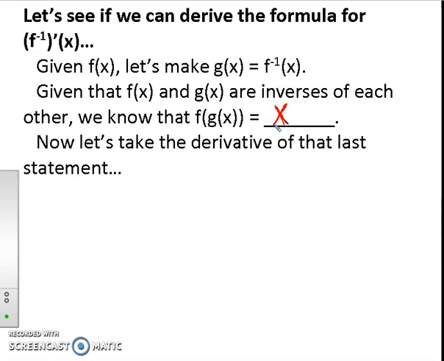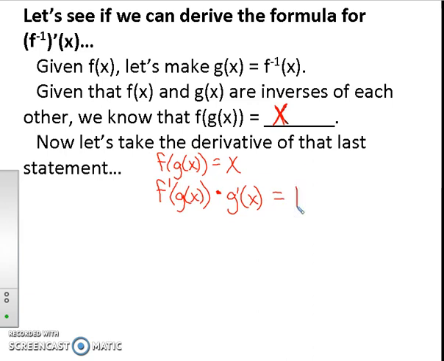Now, if I take the derivative of both sides of f of g of x equals x, on the left-hand side that would require doing the chain rule. So we would take the derivative of the outside, so f would become f prime, with the inside left alone, times the derivative of the inside, which would be g prime of x. And then that's going to equal, I also have to take the derivative of the right-hand side. The derivative of x is 1.